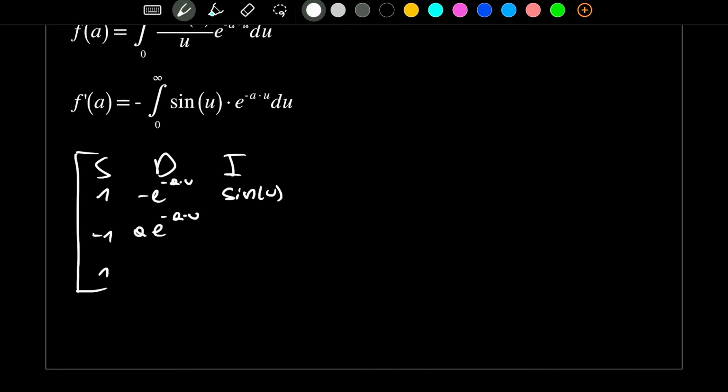So that's just, again, using the chain rule. Then we're going to get minus a squared times e to the power of minus a times u. Also, differentiating or integrating sine of u, we're going to get minus cosine of u and then minus sine of u. So if you want to check that, you can just differentiate in this direction or integrate in this direction if you're aware of how to do this.